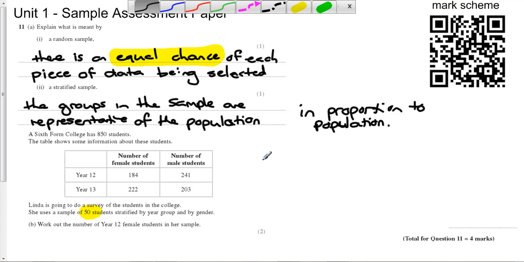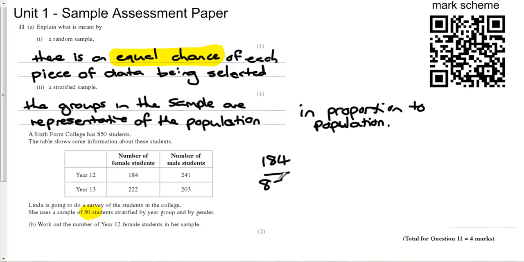So there are 184 female students in year 12. That's out of 850. So if you do that calculation, divide 184 by 850, times it by 50, you end up with 10.8, etc. And because you need to have a whole number of students to ask, you round that to 11.